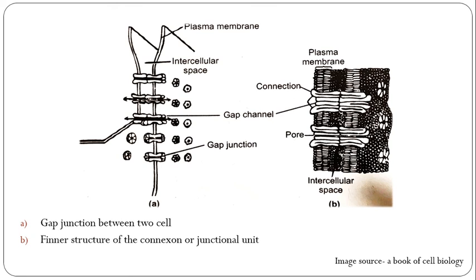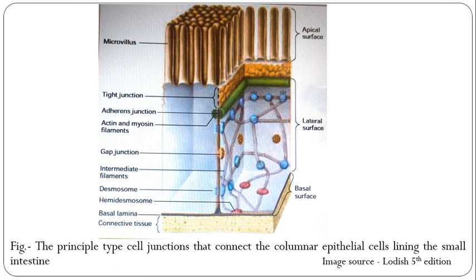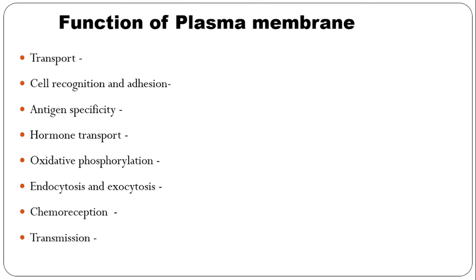So that is the complete tight junction and gap junction. So see again, revise this. First is the function of plasma membrane: transport, cell recognition and adhesion, antigen specificity, hormone transport, oxidative phosphorylation, endocytosis and exocytosis, chemoreception and transmission.